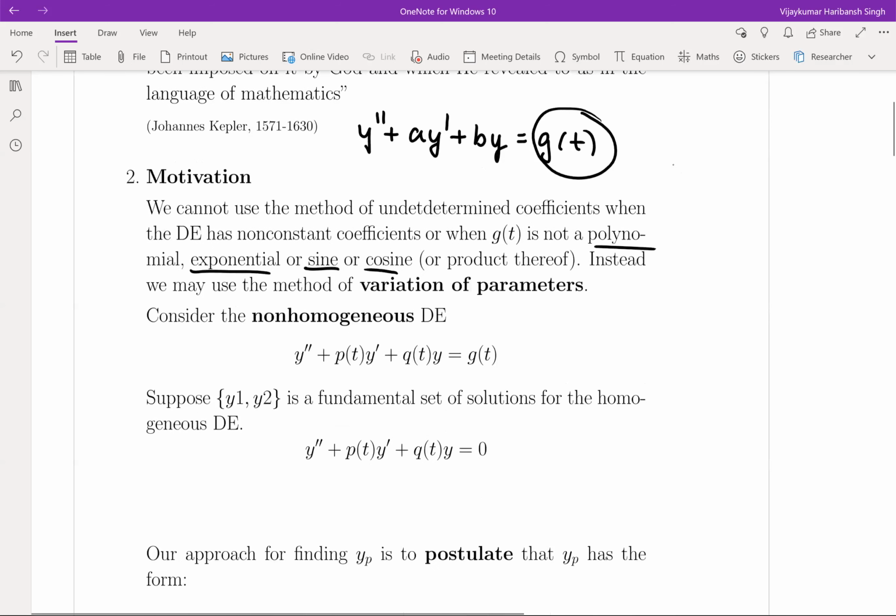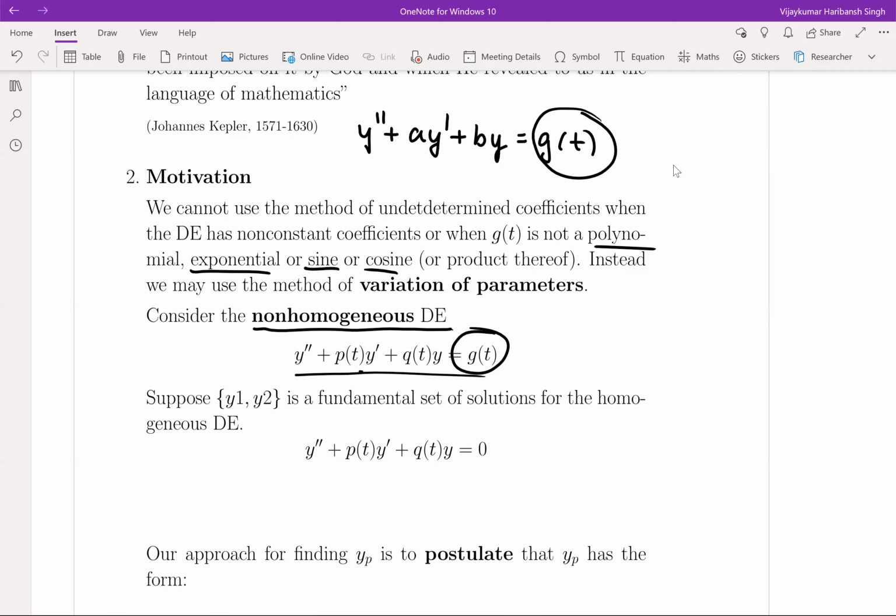So again, let's start with a non-homogeneous differential equation. Again, we are interested in second order. So you see y double prime, that indicates second order. It's a linear differential equation because the coefficients of y, y prime and y double prime are functions of t. And it's non-homogeneous because we are assuming there's g of t on this side, which may not be zero. So now we want to find the particular solution to this differential equation.